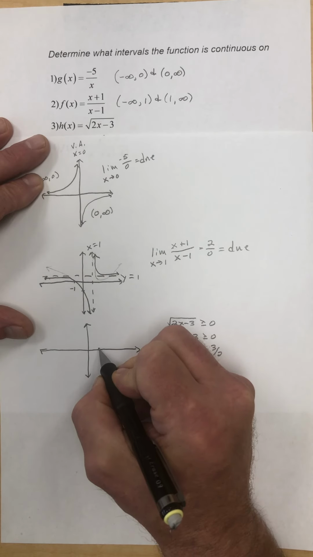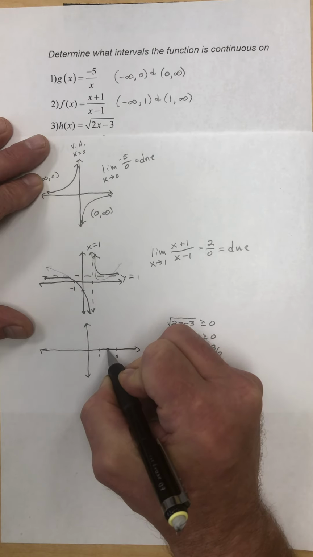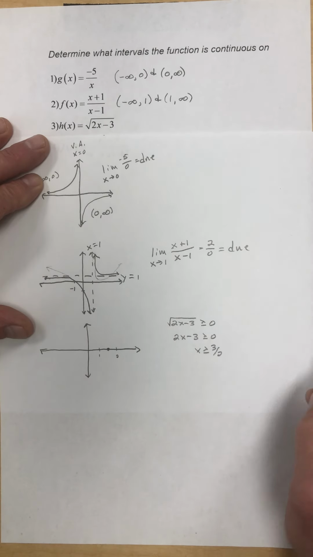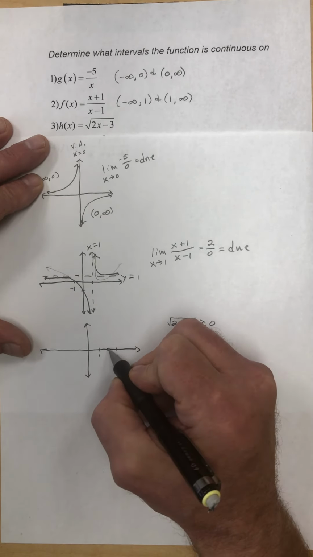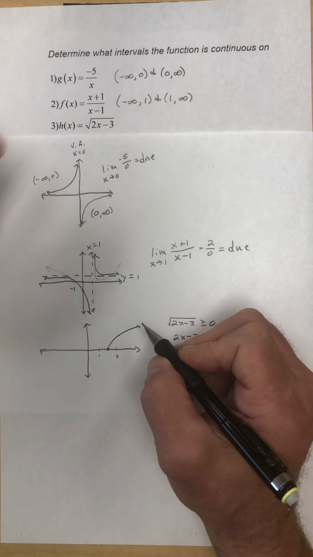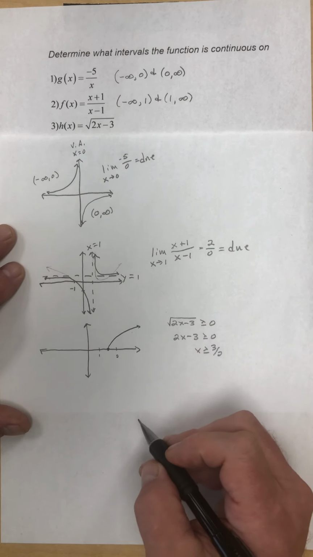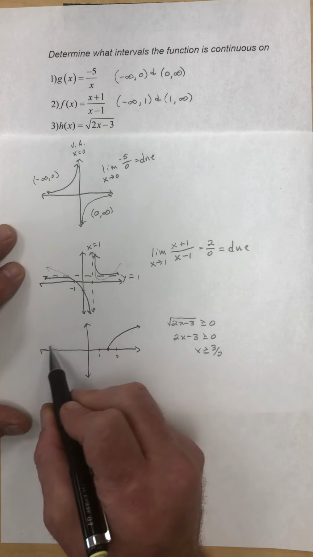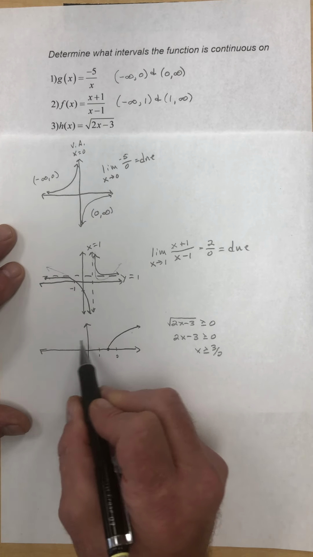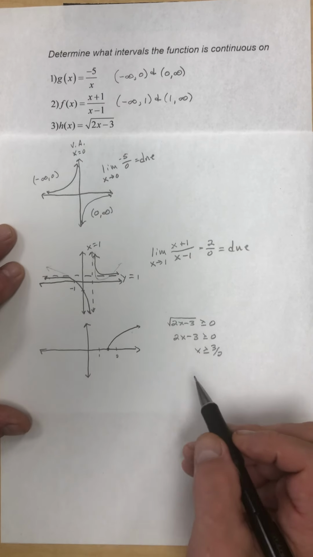Okay, so if we have our 1 here and our 2 here, we know our 3 halves is right in the middle. And I know it's a square root, so it's going to do something like this. Obviously, notice it's just a positive square root. There's nothing over here at all. There's nothing over here at all. So we have no graph whatsoever.